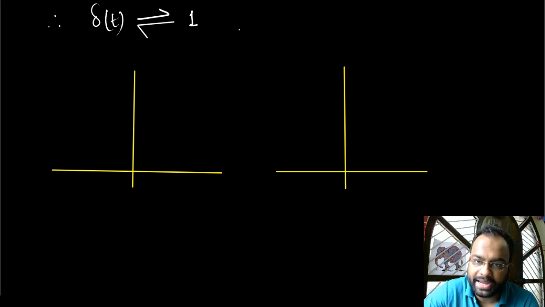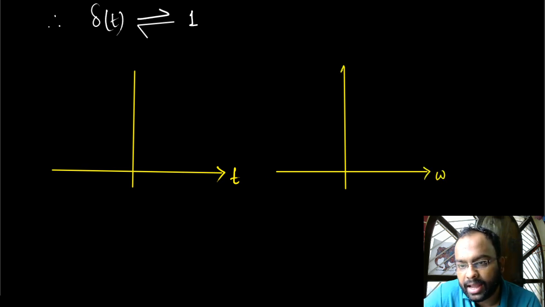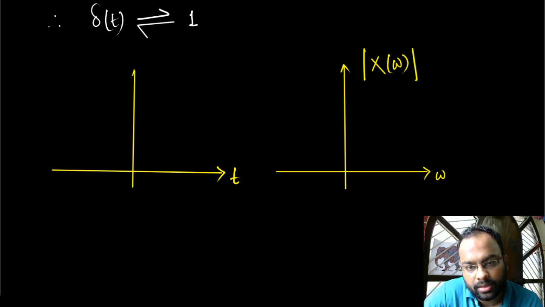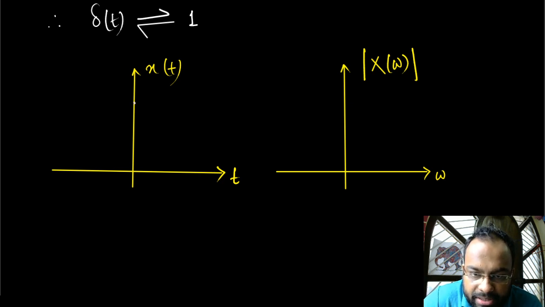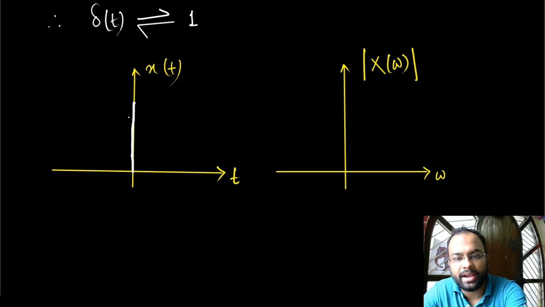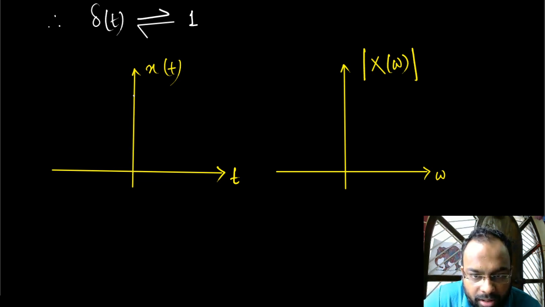Or rather, what implications does it have? I should say. So this is t and this is omega, and here I am plotting X(omega), the amplitude response, and this is the signal. So what was the unit impulse signal? Of course, you know that the unit impulse signal is a signal that has a very small time span, and we discussed that in the class where we discussed convolution.